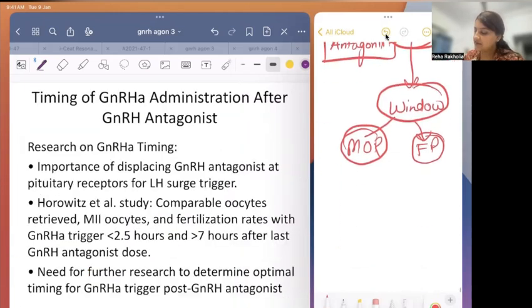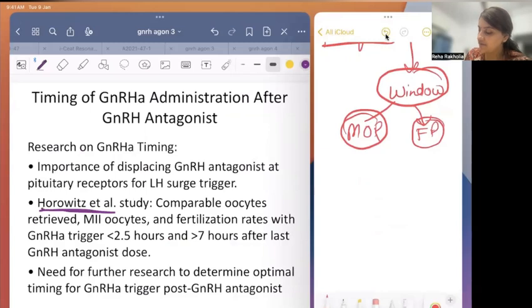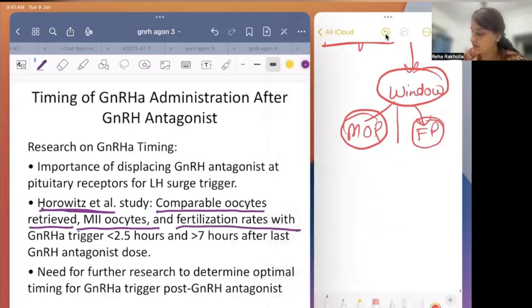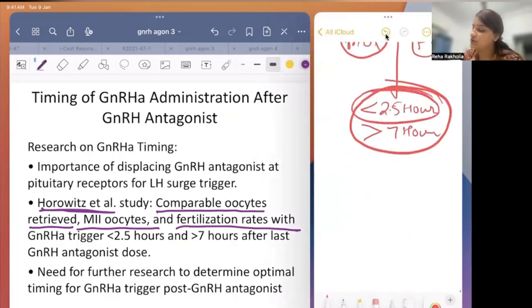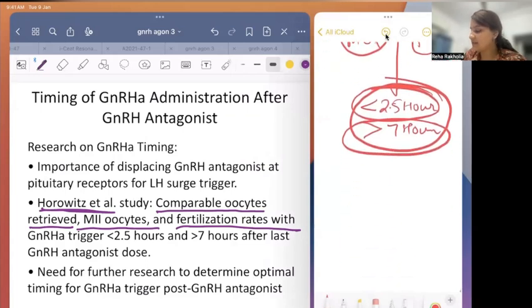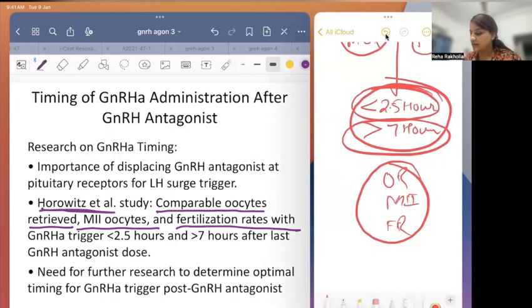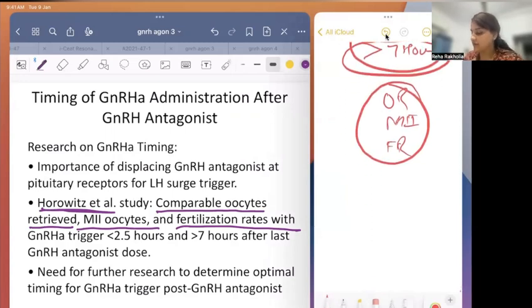In some studies like Horowitz et al., we saw comparable oocyte retrieval, M2 oocytes, and fertilization rate when this window period was less than 2.5 hours or more than 7 hours. It's just one study. In that we found that even if it was given less than 2.5 hours or greater than 7 hours, oocyte retrieval, M2 oocytes, and fertilization rate were not changed. Now we need further studies for it.